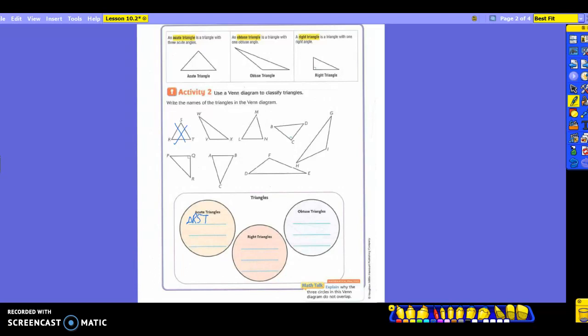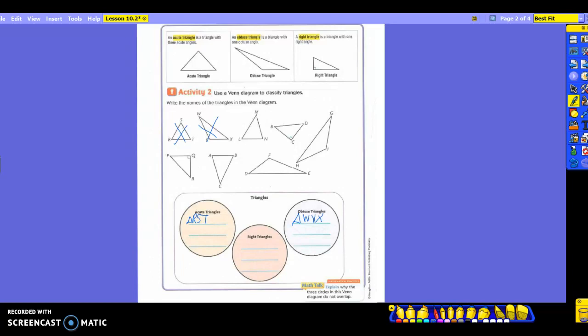Let's go to the next one. Where am I going to put this triangle? It's coming to the right. Chase? What kind is it? Obtuse. Okay, so I'm going to write a triangle in here. And again, you can name it what you want with the letters that are there. Okay, how about the next one?